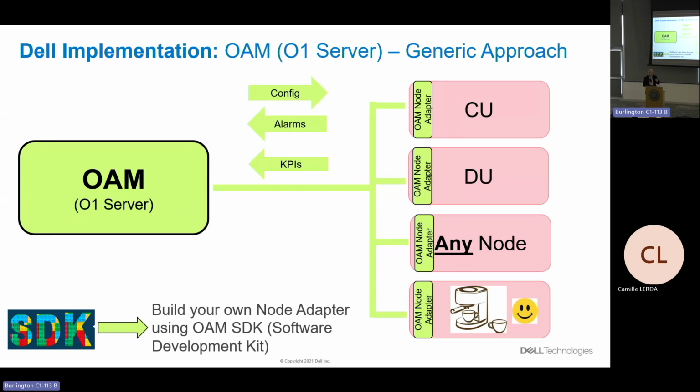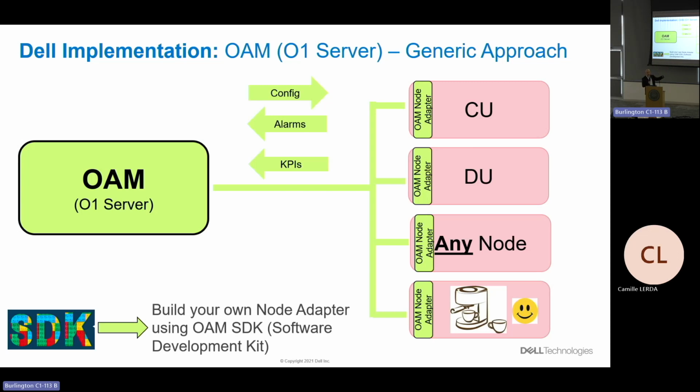The next slide is probably the most important slide, at least from my side, because it shows why our approach could be helpful for the industry. The reason is pretty obvious. It's a generic approach. We have our OAM framework exposing a simple interface, and together with this interface, we expose a software development kit. This software development kit allows the vendors or developers of the nodes and network functions to create a very tiny and simple piece of software that we call an OAM node adapter.